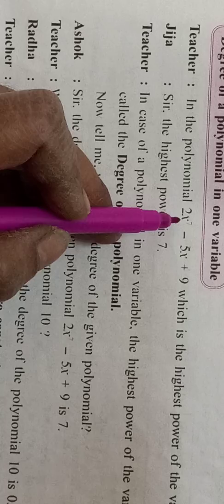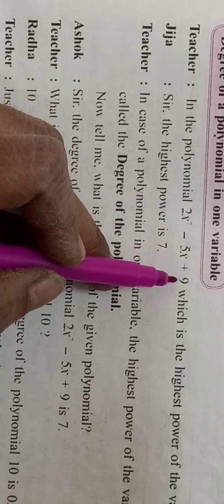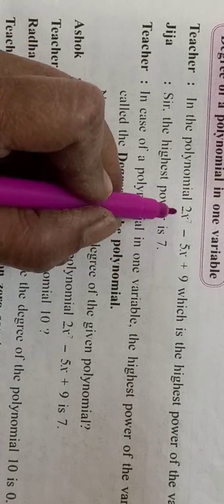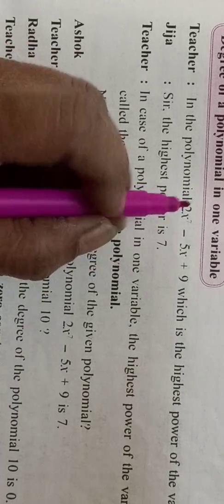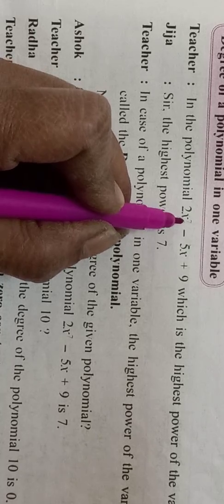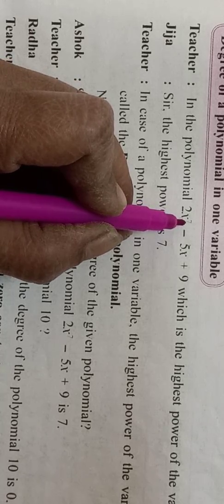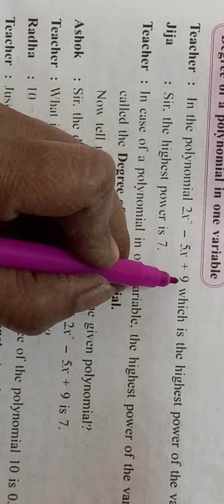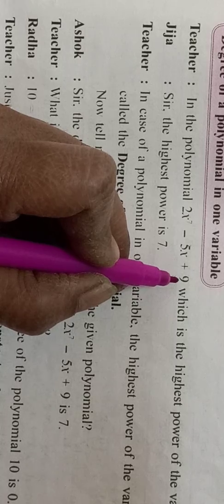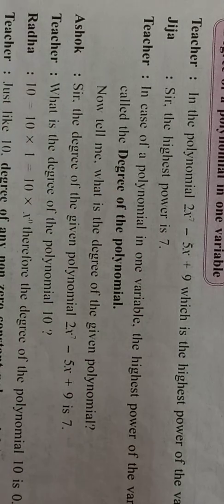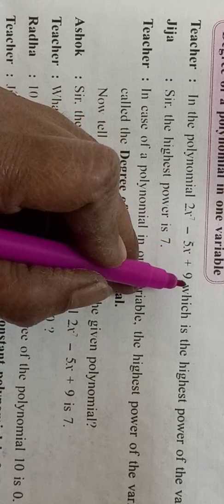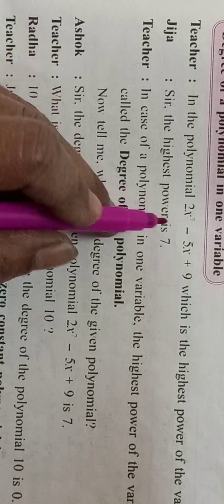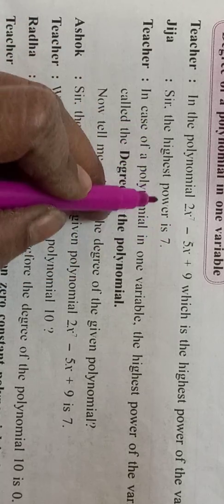The given polynomial 2x raised to 7 minus 5x plus 9, which is the highest power of the variable? So here the variable is x. I told you letters are called variables. And here see, x is given and the power is 7. And here the power is 1, and here for a constant the power is 0. So 7, 1, 0, they are the powers. So the highest power is 7. So the degree of this polynomial is 7. The highest power is 7.